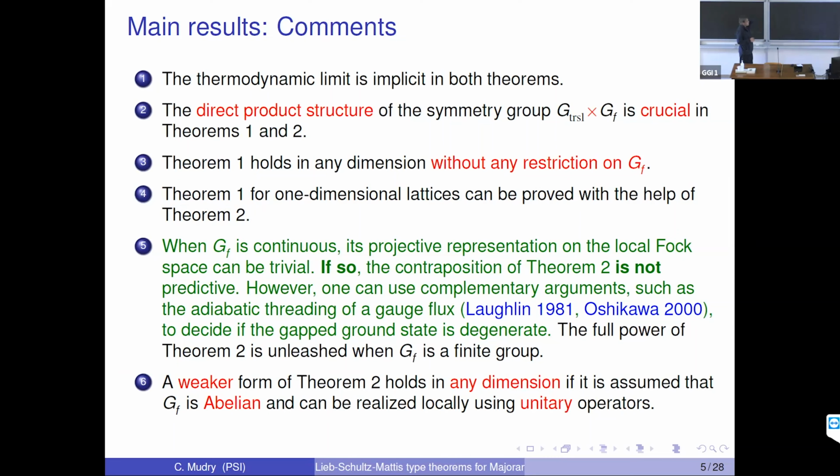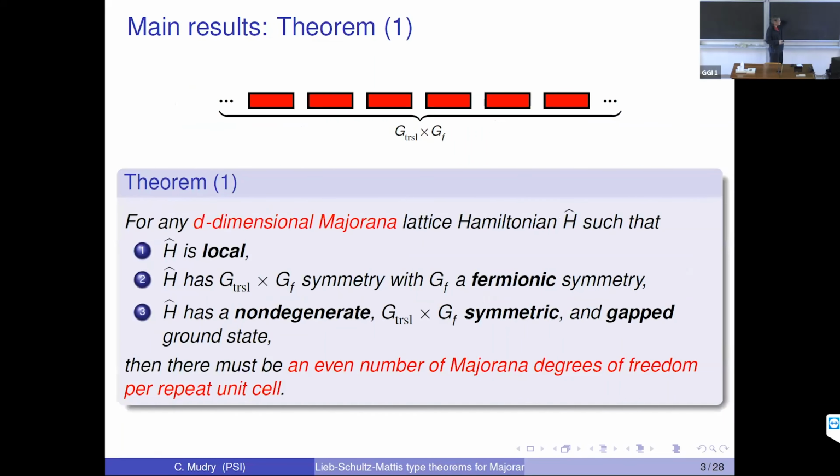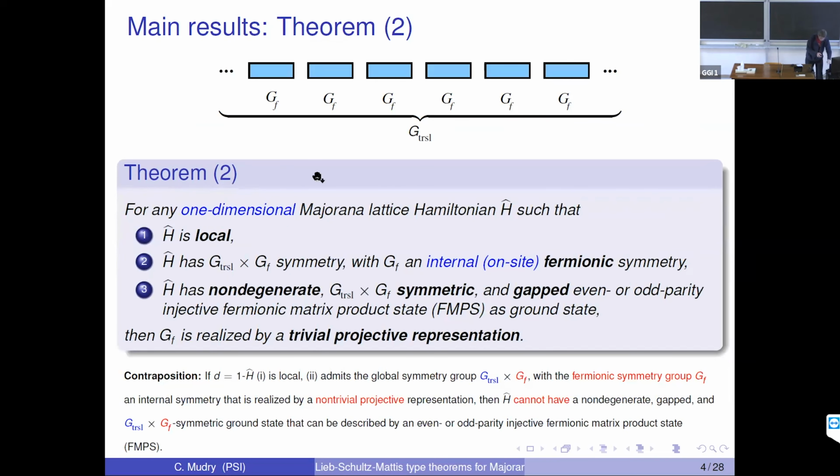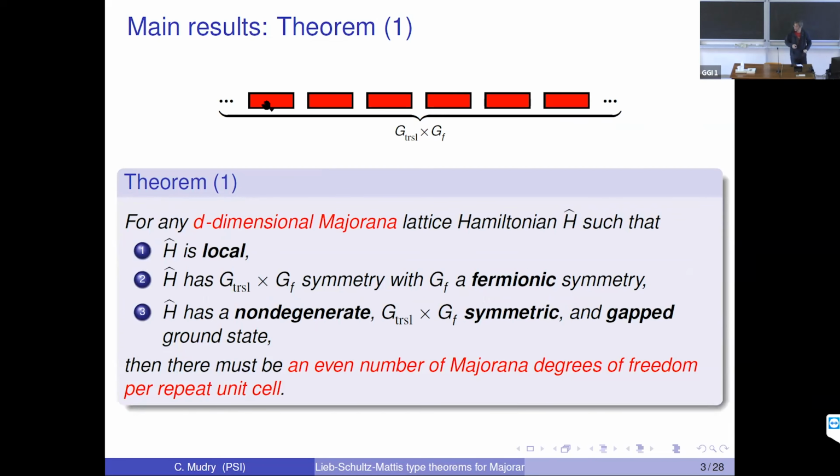So some comments about those results. This theorem doesn't assume that I can realize GF on a repeat unit cell represented by the red rectangle, but I can realize GF once on the whole chain. So I cannot call GF an internal symmetry, an on-site symmetry, but then the statement follows. And if I have an even number of Majorana degrees of freedom per unit cell, then I am allowed to construct an internal symmetry. Yes, I'm going to explain.